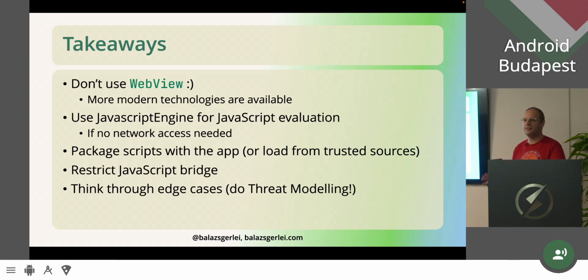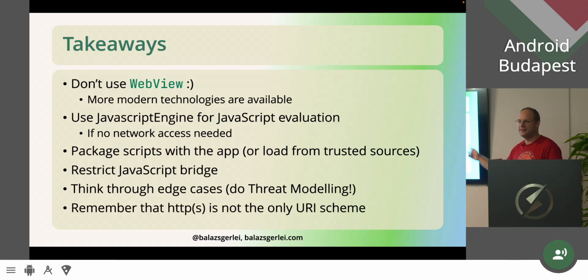It's basically a way to map out how your application's trust levels are changing. So from, for example, your own code to the WebView code, you have these trust boundaries, and you need to draw this out and say what is going through the trust boundaries, what kind of issues can arise, what kind of exploits can be there, and how you mitigate them. And remember that HTTPS is not the only URI scheme. There are many, many more you need to be aware of.